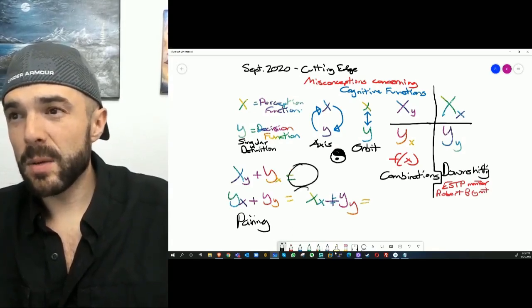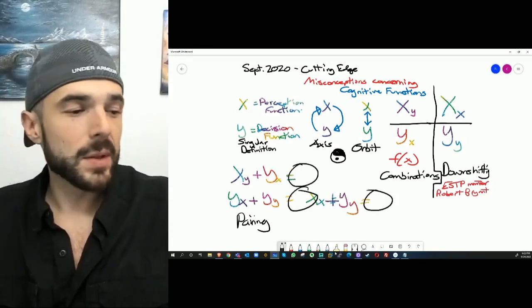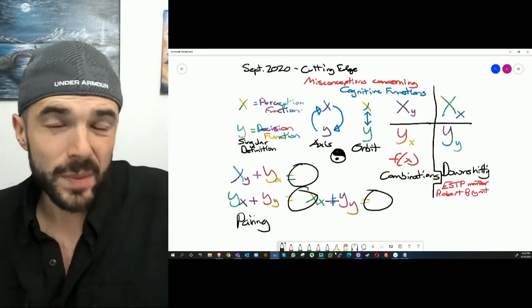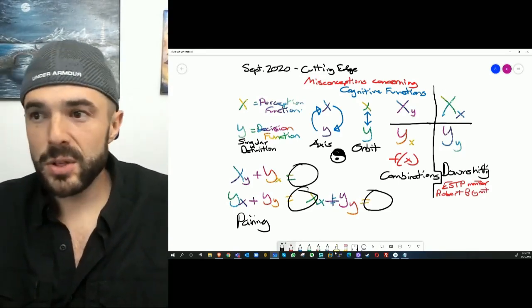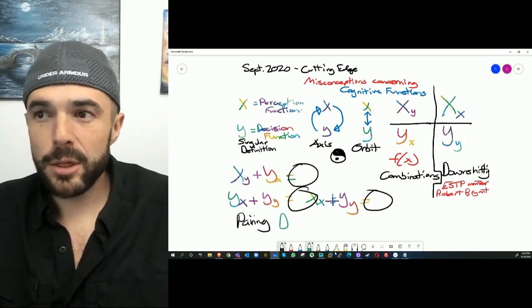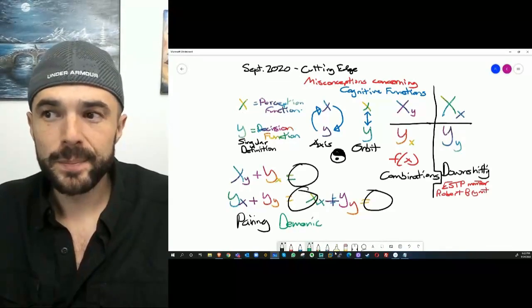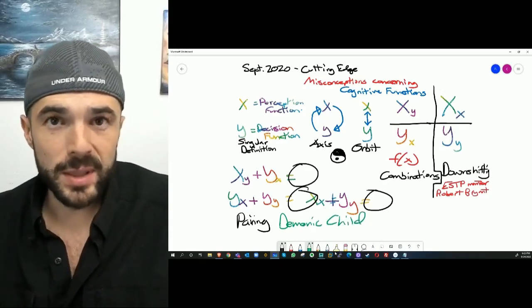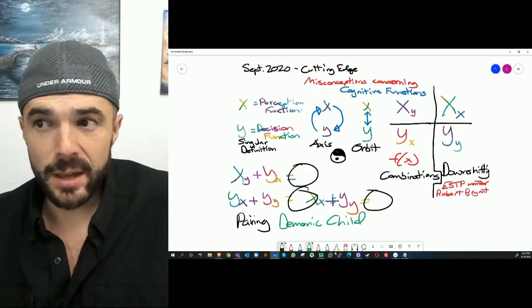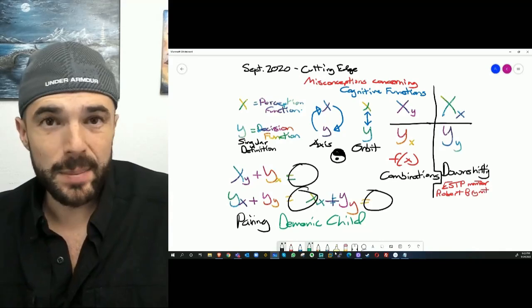And it's like, okay, well, wait a minute, what goes here? What's this? So this is known as cognitive pairing. And what is an example of cognitive pairing? Okay, so this is where you get people talking about the demonic child. They get the demonic child. It's when the demon function and the child function team up, basically.